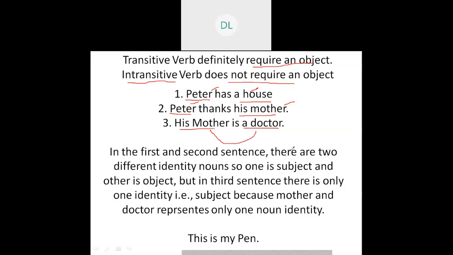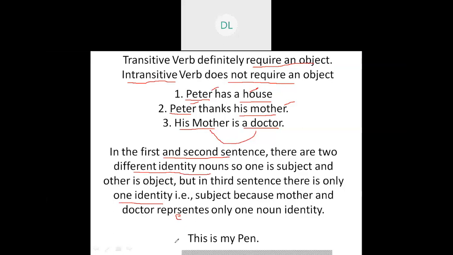So the same clarification I have mentioned here. In the first and second sentence, there are two different identity nouns. In the first one, Peter is the first identity, house is the second identity. Again, in the second one, Peter is the first identity, mother is another identity. But in the third sentence, there is only one identity, that is the subject, because mother and doctor represent only one identity. There is no object in the sentence.